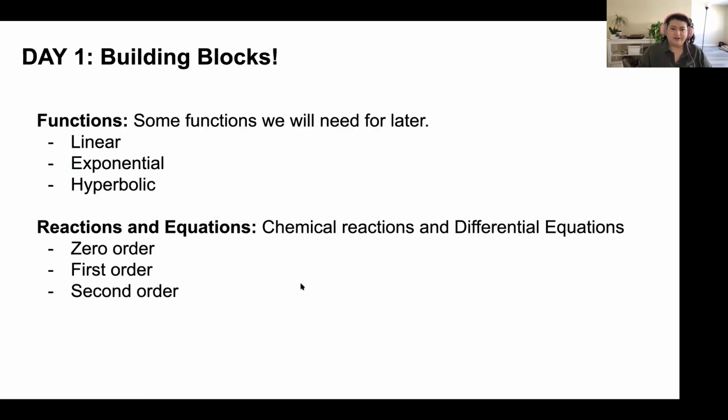Okay, so the very first thing we need to have are some building blocks, and specifically there are some functions we need to be familiar with because we'll see them pop up later, as well as some reactions and their equations, like a chemical reaction and its associated differential equation, and how we can write those differential equations for 0 order, first order, and second order chemical reactions.